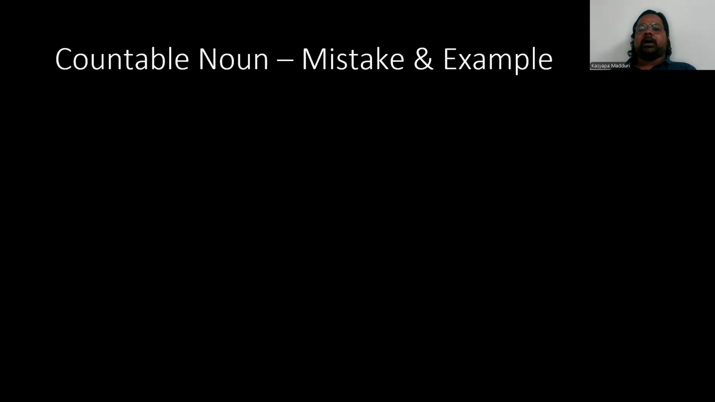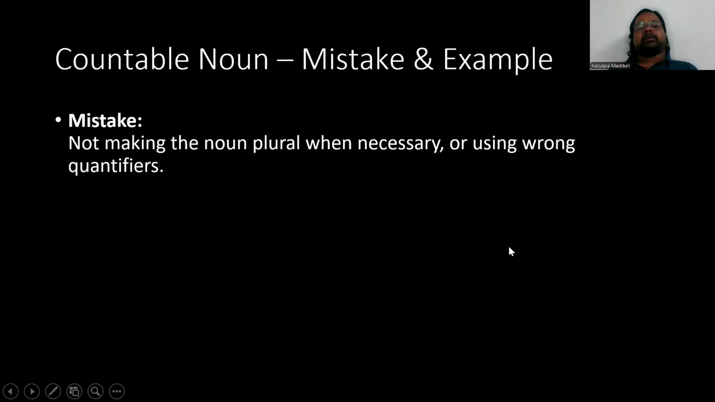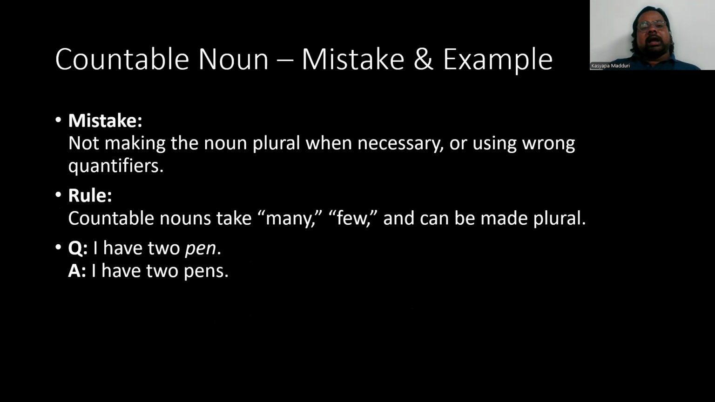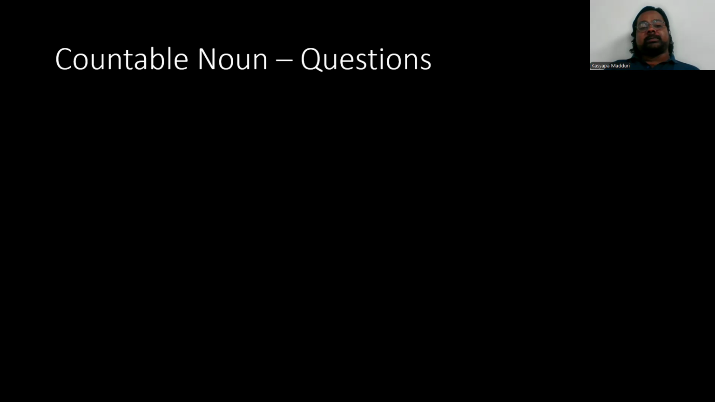Next. Countable noun and uncountable noun, right? Mistake: not making the noun plural when necessary or using wrong quantifiers. Rule: countable nouns take many, few, and can be made plural. "I have two pen" is the wrong answer. "I have two pens" is the right answer. Okay, let us see some error spotting questions. "I have two book in my bag." Is it right? It is just like the previous question, right? I have two books in my bag.